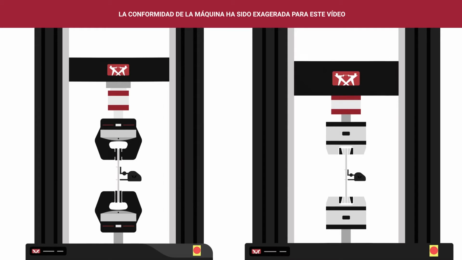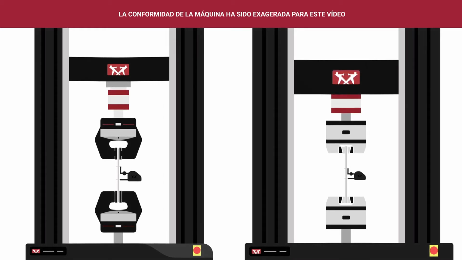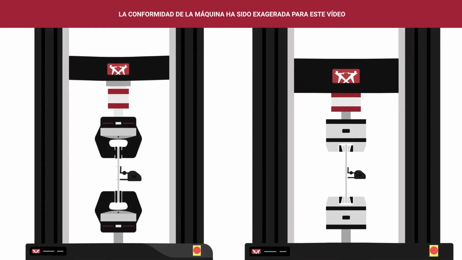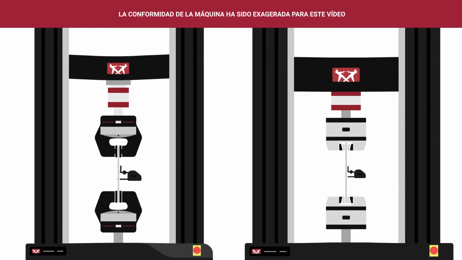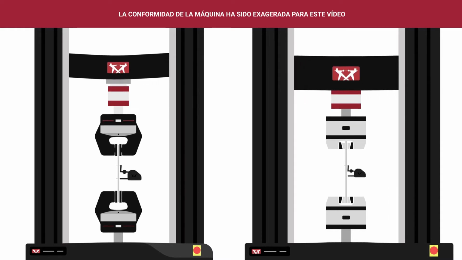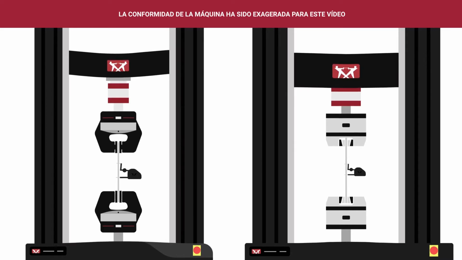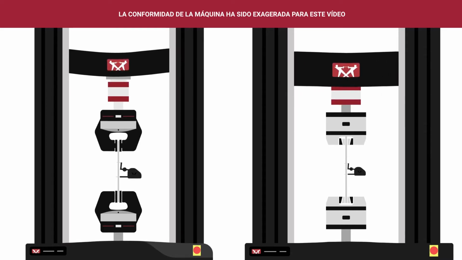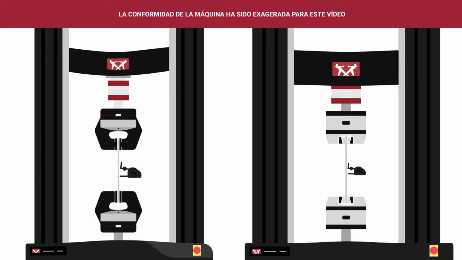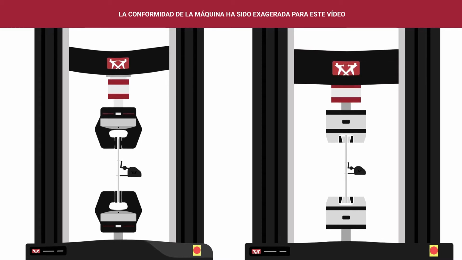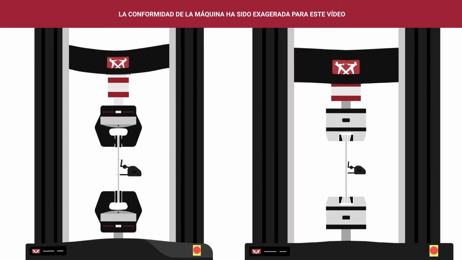Machine compliance is when force is absorbed into the testing machine itself before the specimen begins to be affected. Machine compliance can differ depending on the stiffness of the test frame, the strength of the load cell, and other variables such as the type of grips and accessories being used. When testing on two different machines, this can result in different strain rate values despite apparently identical test conditions.